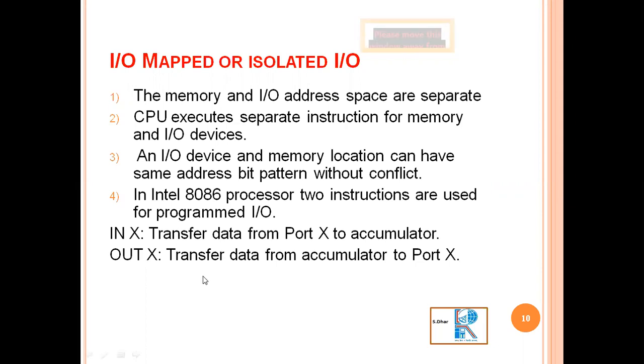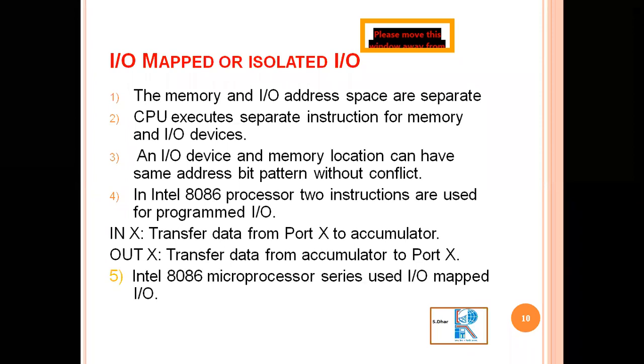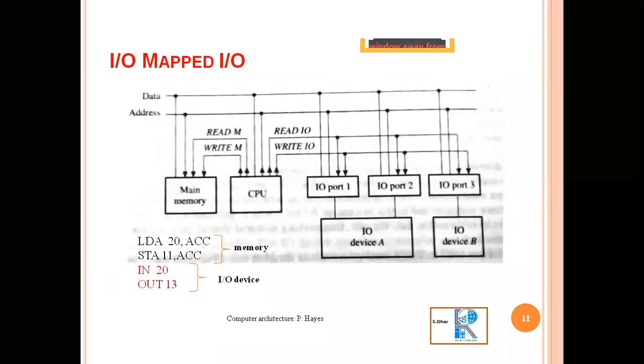In this case, the instruction is different, but the address bit pattern may be the same. Clear? There will be no conflict, because they are using two different memory locations for that. There is no reservation of the main memory for the IO device. Clear? So the Intel 8086 microprocessor series uses IO mapped IO. So it will be clear from here.